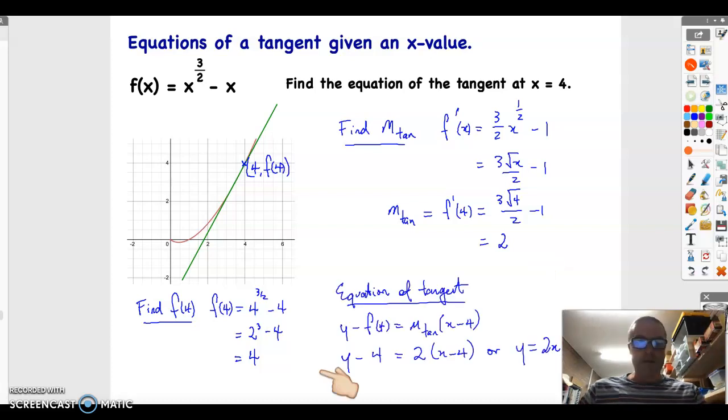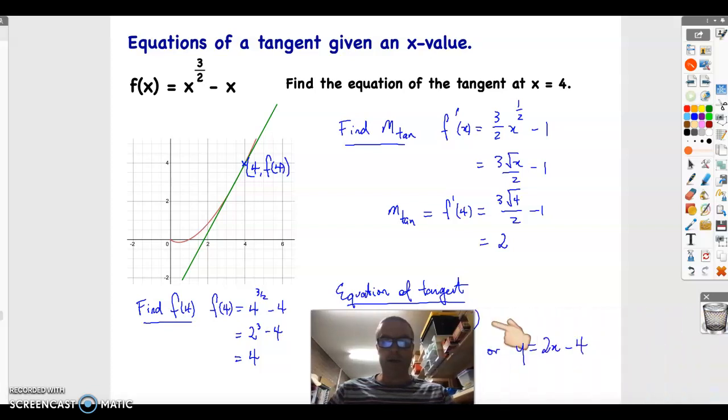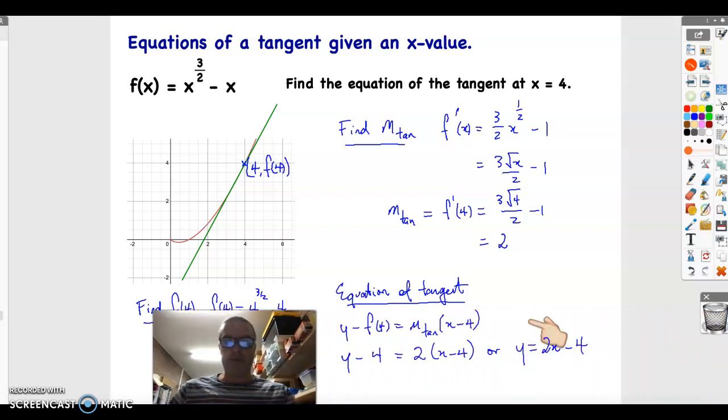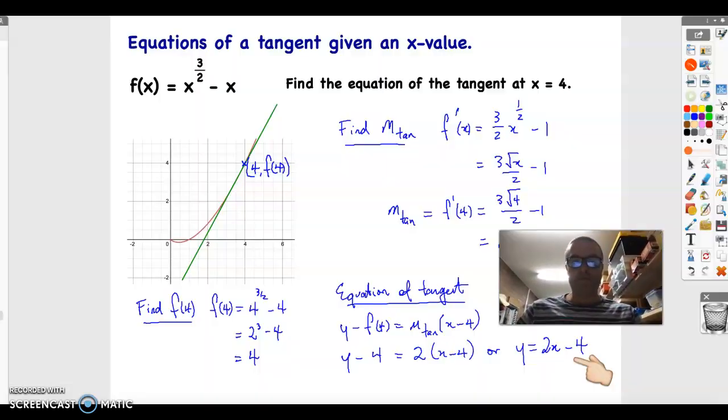And so we are using the general form here of a straight line, and we're finding its equation, substituting f of 4, the gradient of the tangent, and x equals 4, and expanding and simplifying this equation, we find out that y equals 2x minus 4. That was also confirmed because we can see in our sketch we've got a positive slope and we've got a negative y-intercept, which is exactly what this tangent indicates.